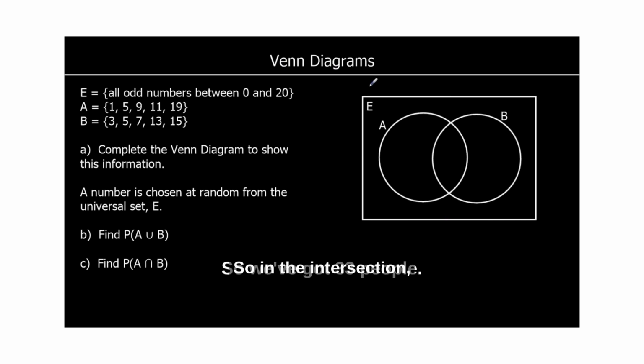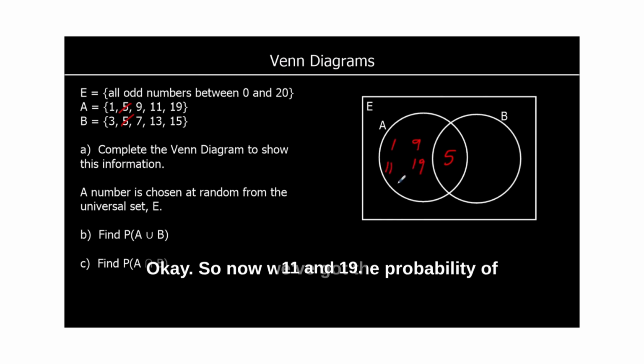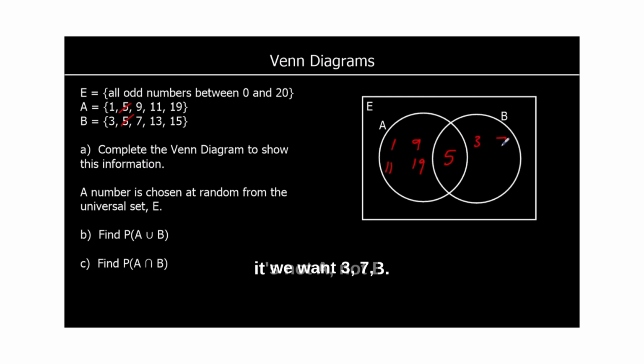So in the intersection, we're going to put the numbers in both. So we've got 5 in both of them. And there is no other number in the intersection. So just 5 is in the A circle and the B circle. And then also in the A circle, we want 1, 9, 11, and 19. And in the B circle, we want 3, 7, 13, and 15.